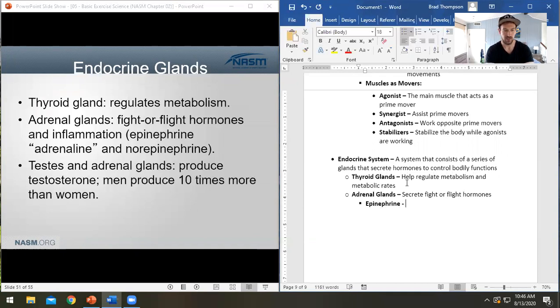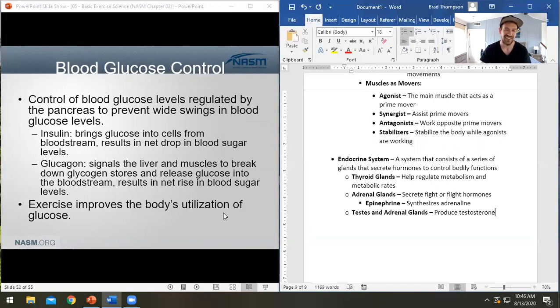or adrenaline. And then your testes and adrenal glands are also both going to produce things like testosterone. And with testosterone, it actually says 10 times here. That's funny. It's often 10 to 20 times. It's way higher than that.